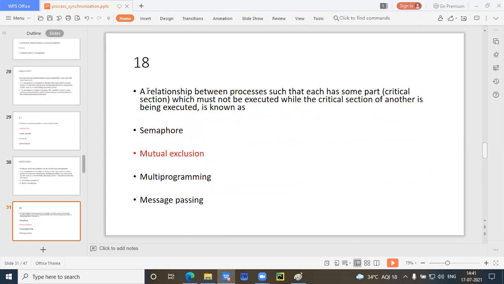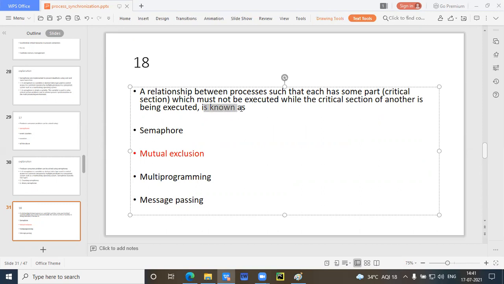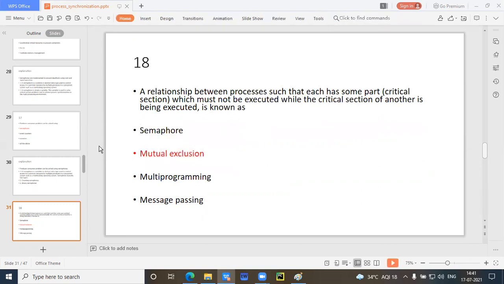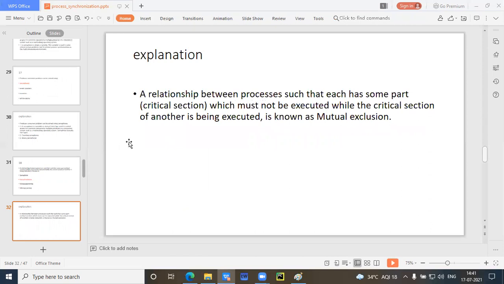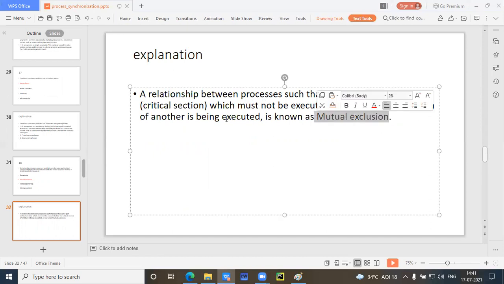Next question: a relationship between processes such that each has some path, that is critical section, which must not be executed while the critical section of another is being executed. What do we know this relationship as? It is mutual exclusion. A relationship between processes such that each has some path is known as mutual exclusion.